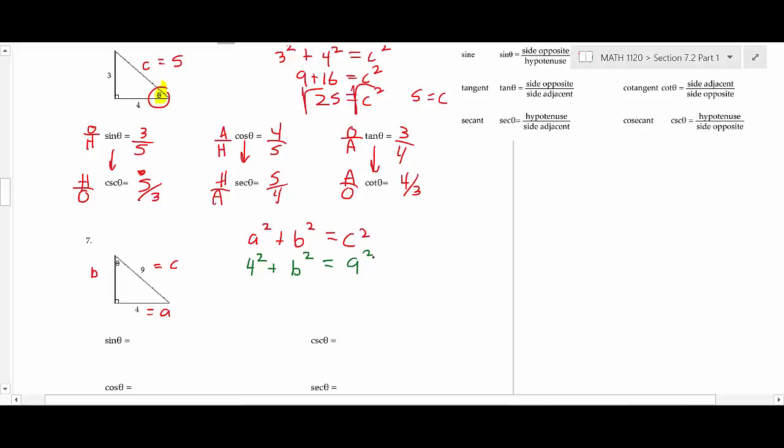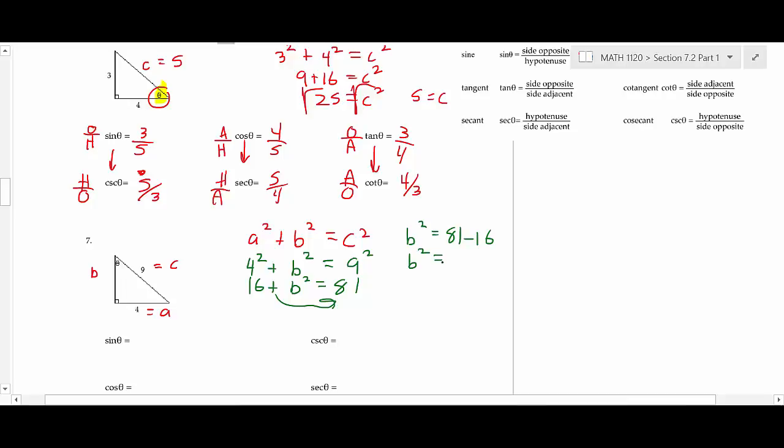Now, we're not going to get any decimals. We're going to use radicals a lot of times, okay? So that's going to be 16 plus b squared equals 81, okay? Now, if you're going to solve that equation for b squared, what do you need to do now? Just move the 16 to the other side, subtract it. So you could do this. You could move that, and you could get b squared is 81 minus 16.